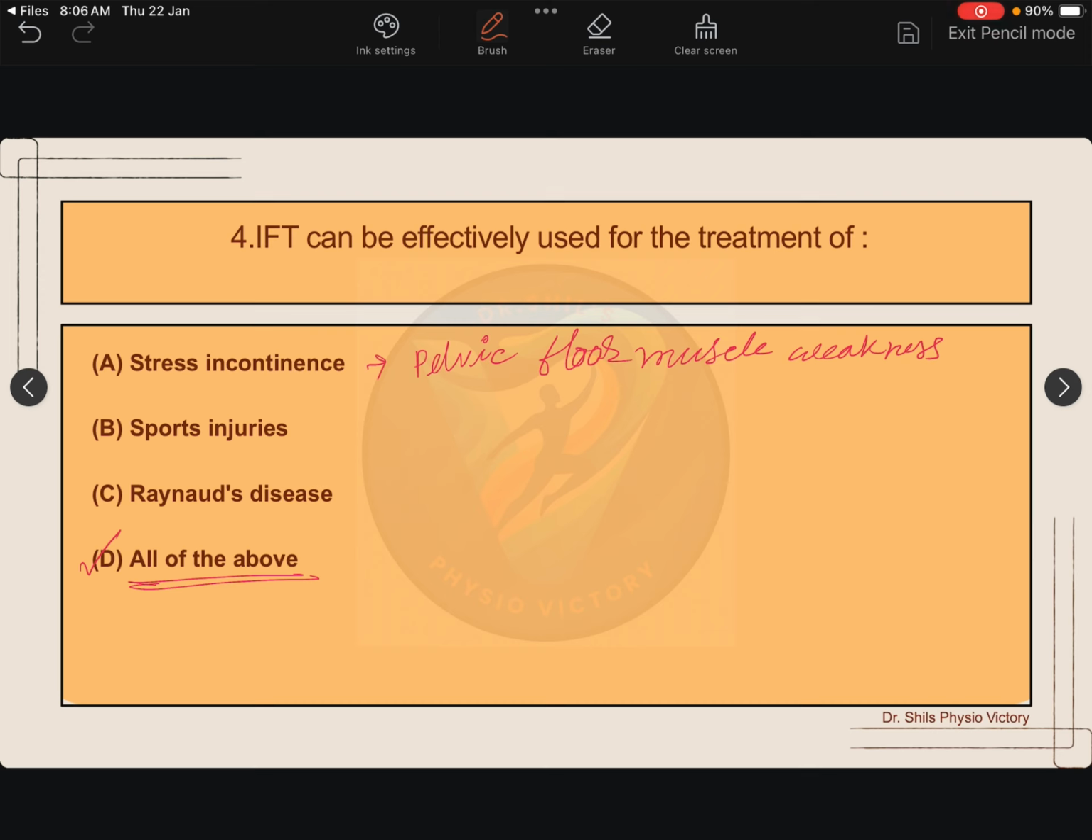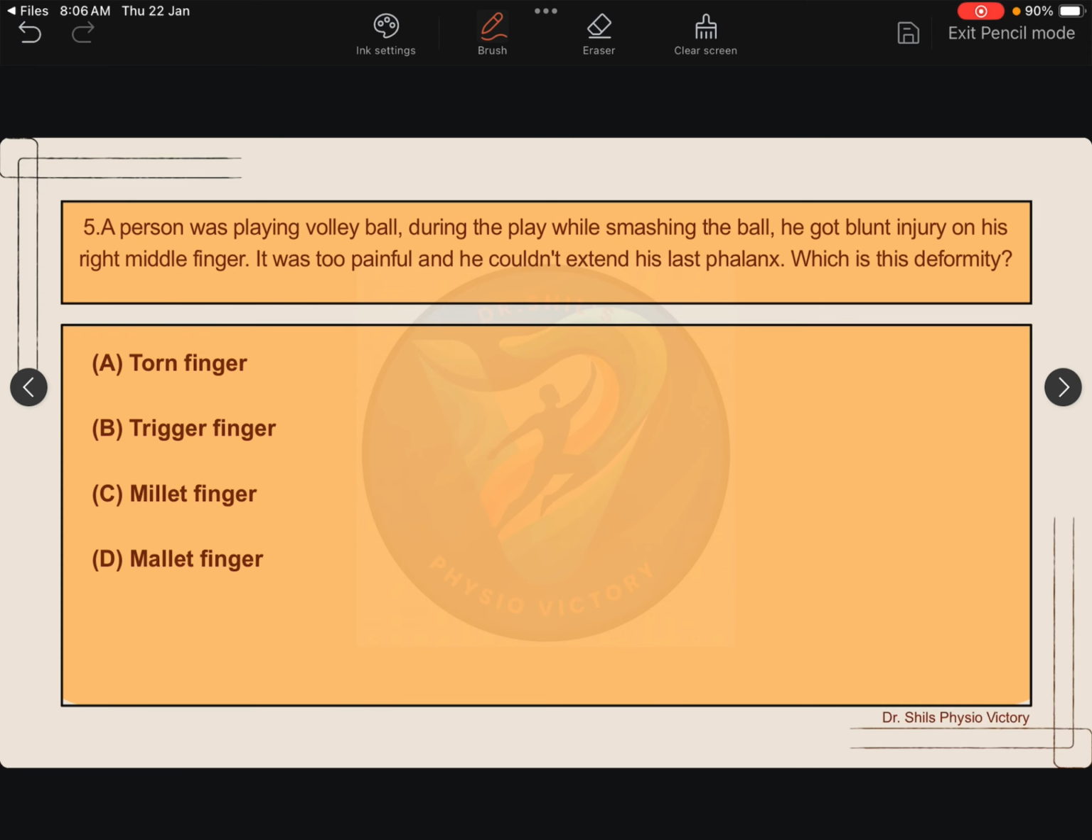IFT is given to reduce the spasm in pelvic floor muscles. In Raynaud's disease, it is to increase circulation, and in sports injuries, to relieve pain and reduce edema.